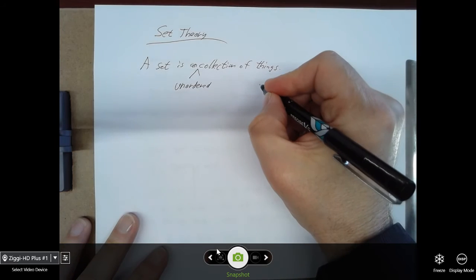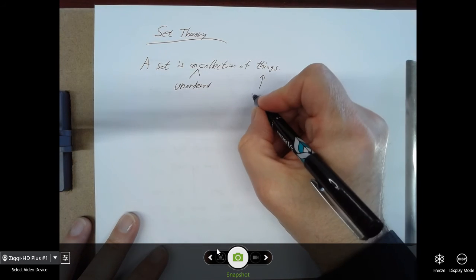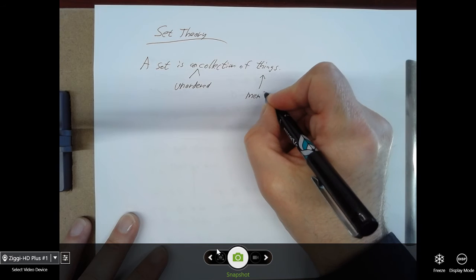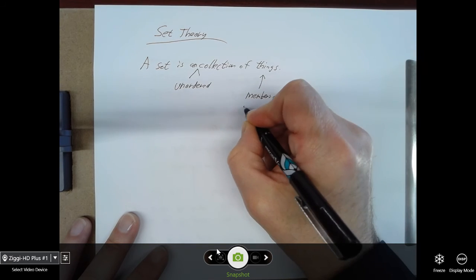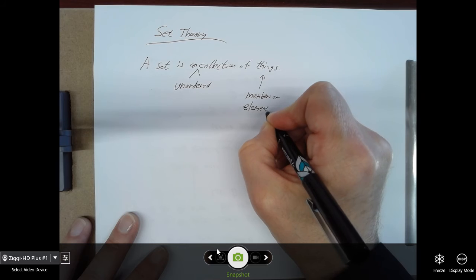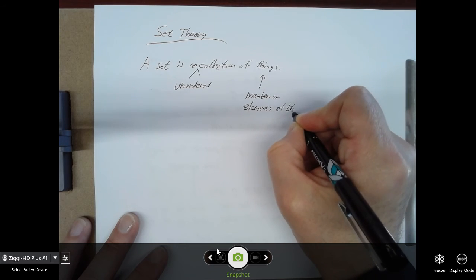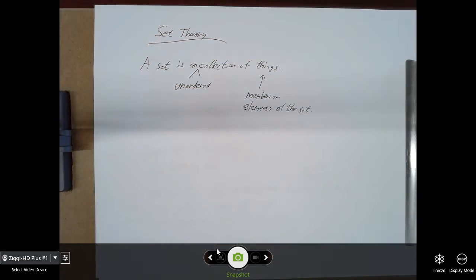So we can make this sound a little more precise. We can call these things members or elements of the set. So my set here has two elements or two members. This is a member of the set, this is a member of the set. And last week I introduced this notion of membership.